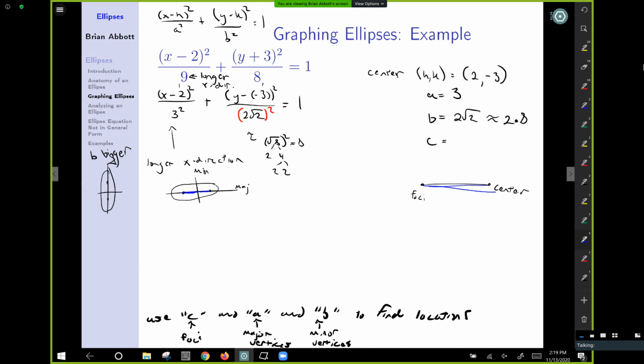Now what do we got here? Well, we're going to have a vertical distance. What's that vertical distance going to take us to? Well, that vertical distance is going to take us to this minor vertex.